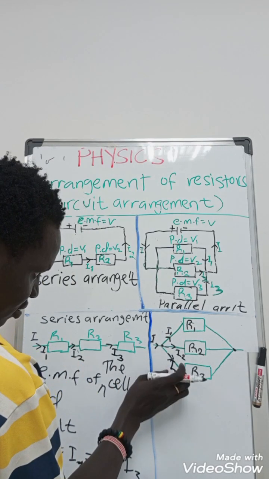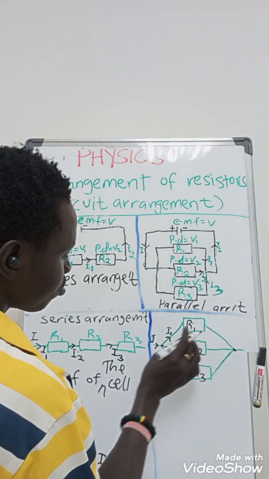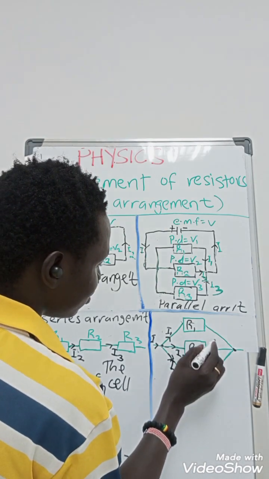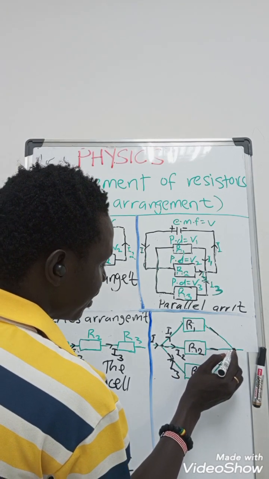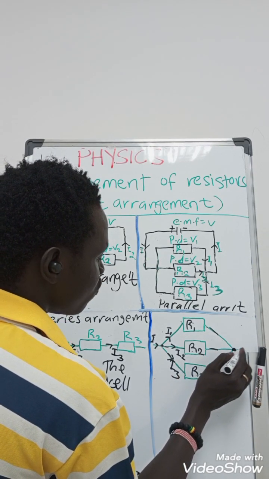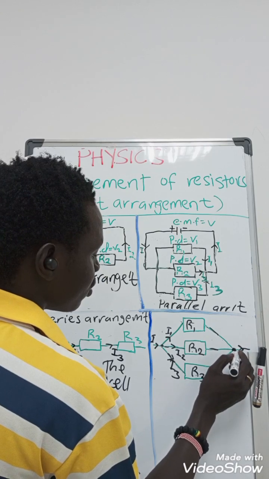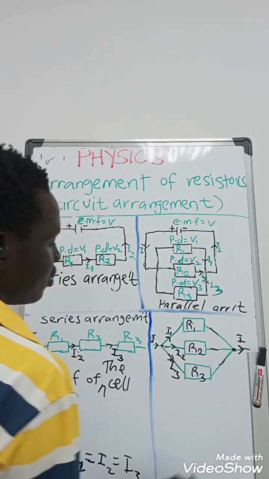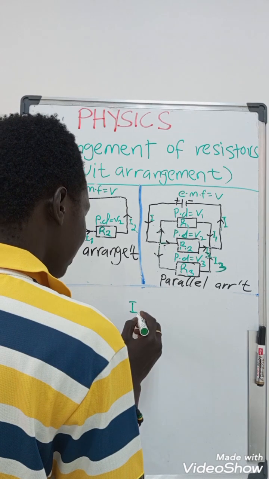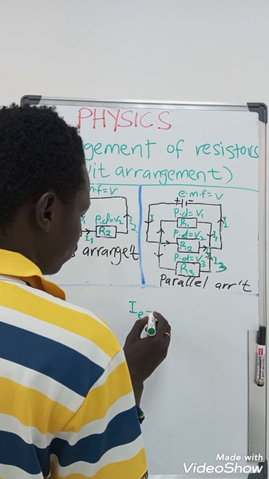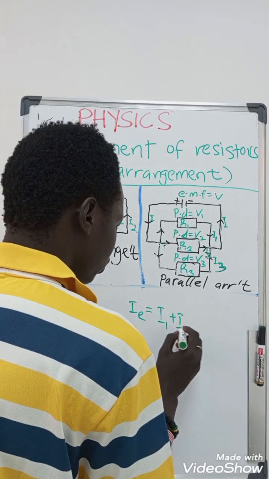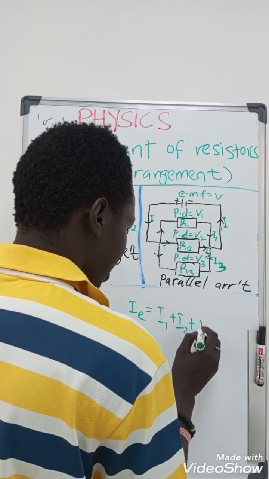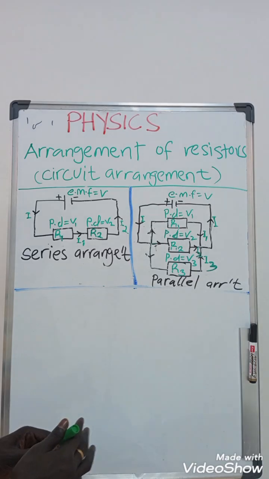They pass into different resistors and come this side and combine at this point and move as one current. From here, the effective current is equal to current 1 plus current 2 plus current 3.